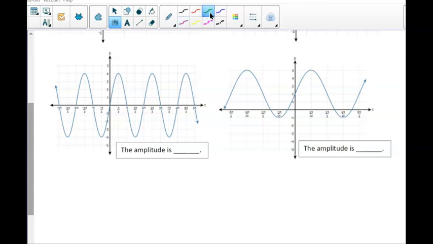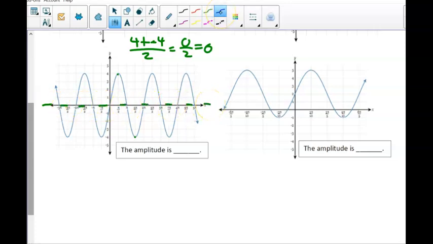All right, so the top is at 4, the bottom's at -4. We use the averaging rule here. So if I take 4 plus -4 and divide that by 2, that means the midline will be at 0.